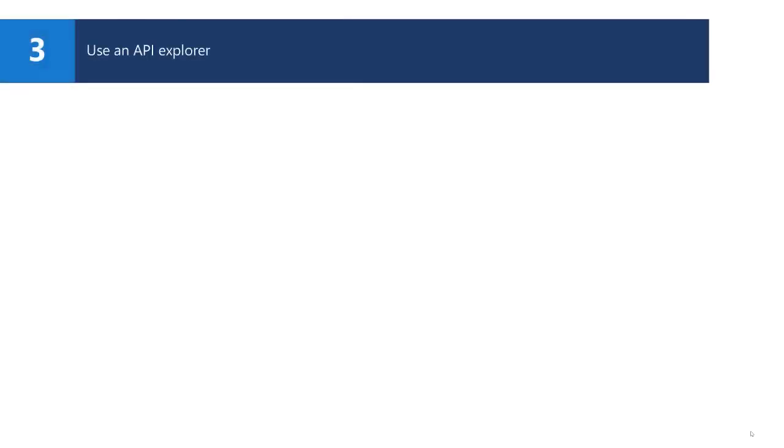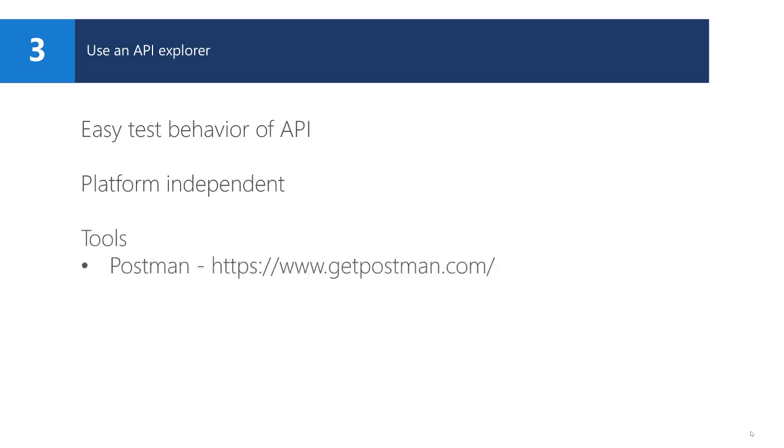To test the behavior of APIs, we can use an API Explorer. Those explorers are platform independent and do not require any specific programming language. With tools like Postman and Fiddler, you can easily explore the APIs and how they work. Then you can implement those APIs in a development platform of your choice.